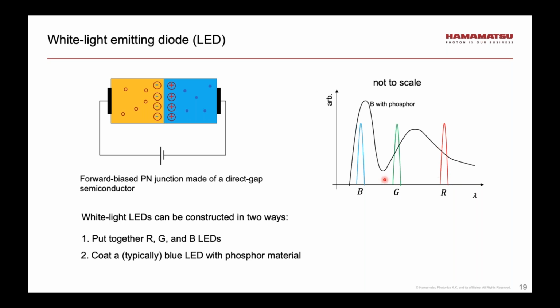If I want a more accurate depiction of white light, another possibility is to coat typically a blue LED with phosphor, and that is going to give you a broader spectral distribution shown by the black curve on the right-hand side.